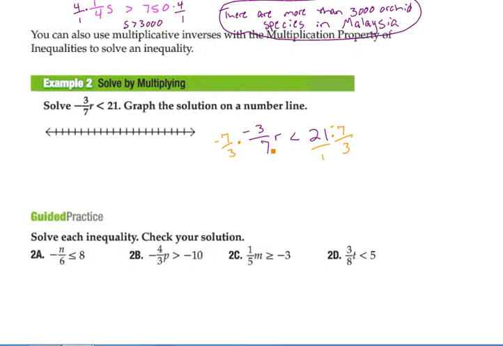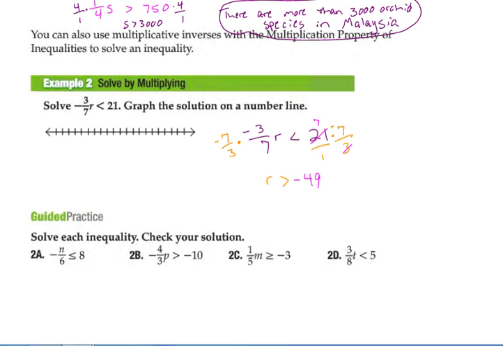So everything canceled out over here. I am left with my R. Here's my rule. I just multiplied by a negative, which means that I have to flip that sign right away. Now I can go ahead and focus on this side right here. I can cross cancel. 21 goes into 3 7 times. 7 times a negative 7 is a negative 49. So I know that R is greater than a negative 49.